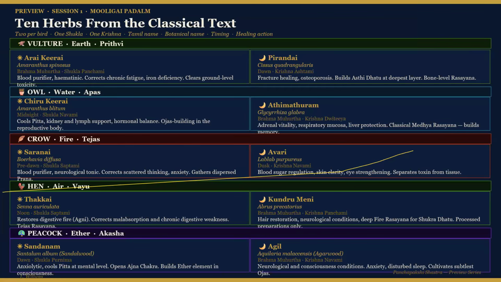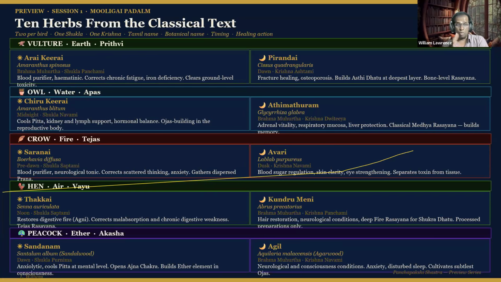So this is what is given in the book, as a hint. Only these 10 are given as a hint, and it leaves us to understand. The logic is hidden, for us to find out other herbs. There is something called Amaranthus spinosus, Arakira. It wants you to pluck it during Brahma Muhurta, during Shukla Panchami. It's a blood purifier, good for iron deficiency. Many other aspects are there.